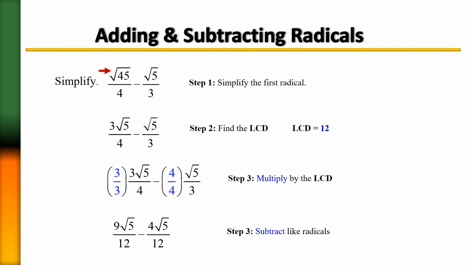Now notice that the denominators are the same. And since the denominators are the same, we keep our denominator of 12 and the top, they're like radicals. All we have to do is combine the outside and keep radical 5. 9 take away 4 is going to give you 5. So what you're going to be left with is 5 radical 5 over 12. And there you have it. See? It wasn't that bad. Good job.